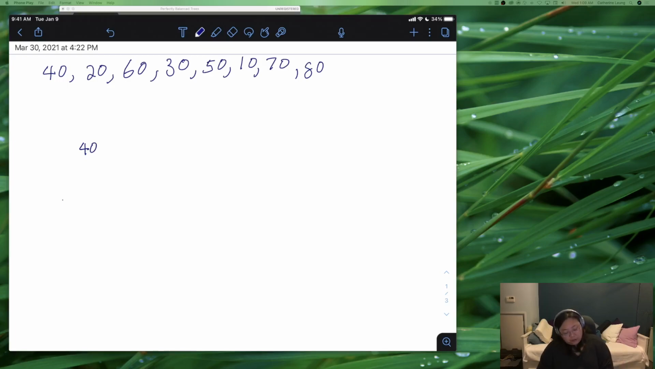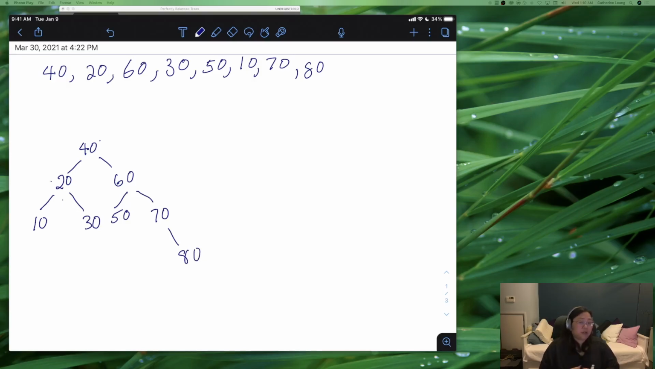So 40 is the root. 20 is smaller than 40, so it goes to the left-hand side of 40. 60 is bigger than 40 and there's nothing to the right, so we put 60 to the right of 40. 30 is smaller than 40, but it is also bigger than 20, so we end up putting it to the right-hand side of 20. 50 is bigger than 40, but smaller than 60, so we put it to the left-hand side of 60. And if we keep doing this, we will end up putting 10, 70, and finally 80 into this position.